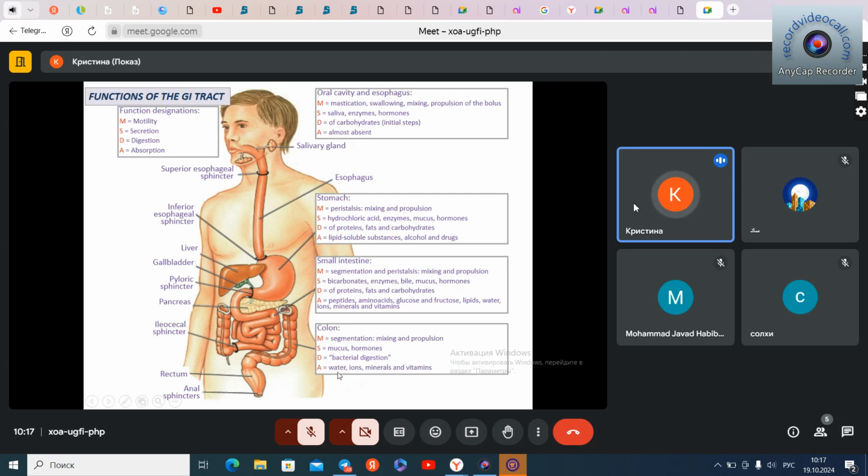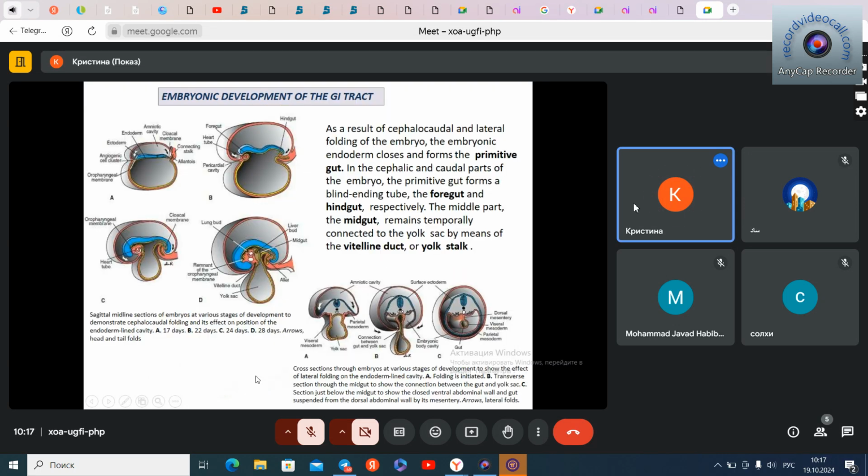Here in the large intestine, mainly water, ions, minerals, and vitamins are absorbed. And then the bolus becomes harder and turns into feces.